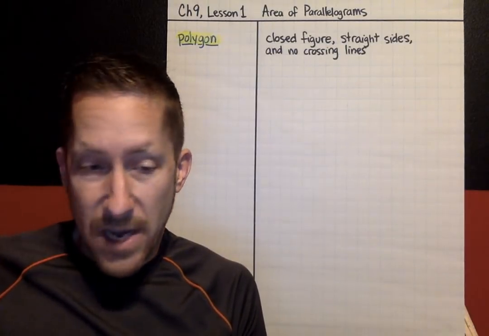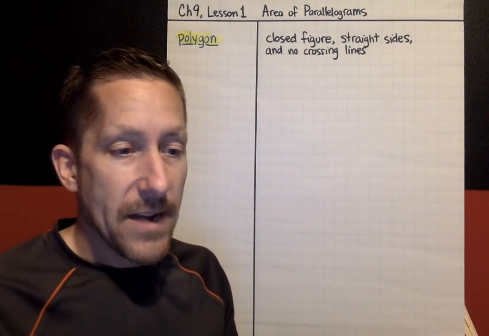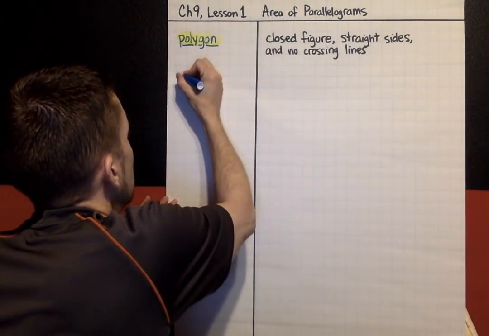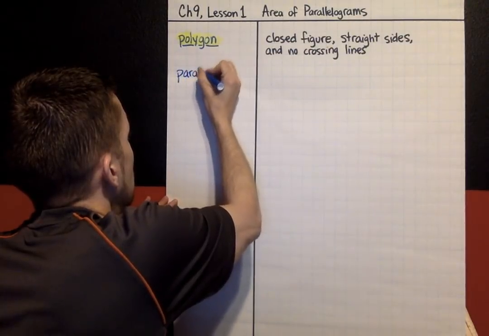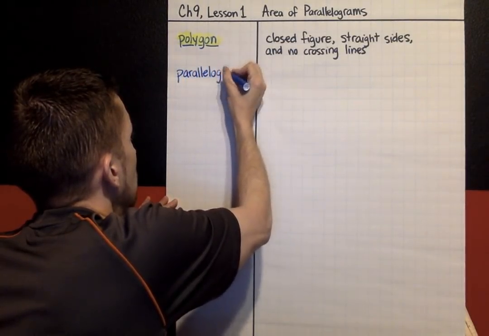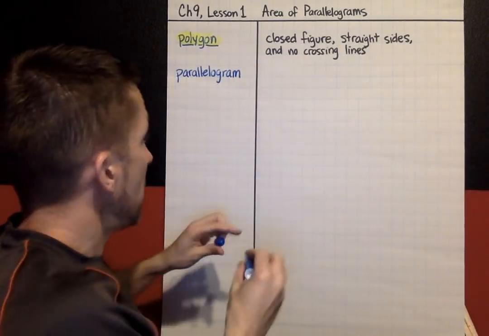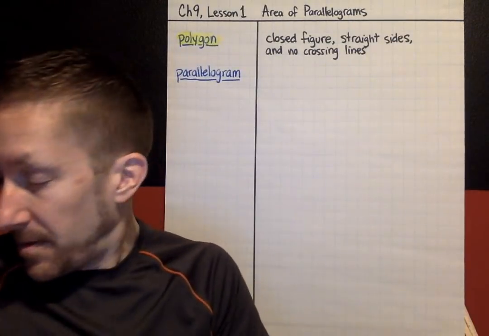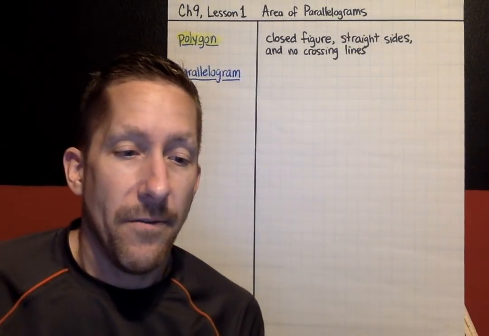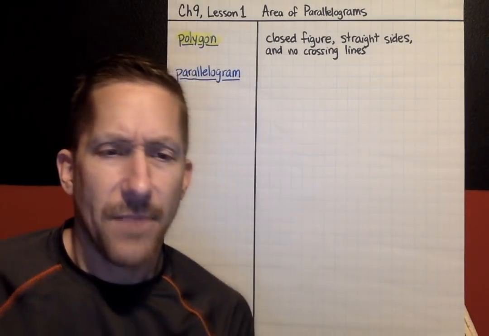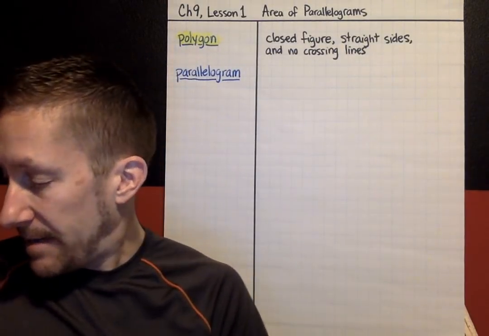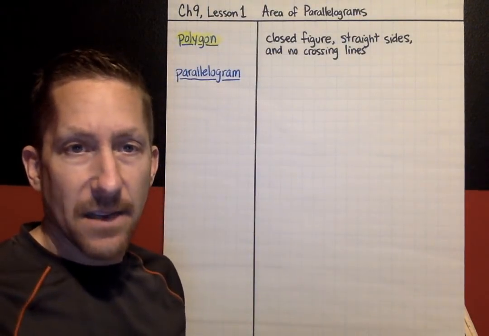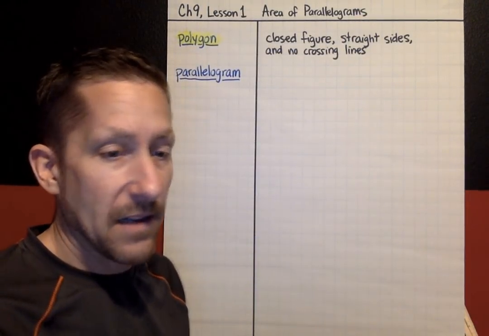Okay, next key vocabulary word that we're going to write down is a parallelogram. That is a type of polygon. A parallelogram is, actually I'm going to show you a parallelogram by drawing it. And we're going to do quite a bit of drawing in this chapter. So opposite sides of a parallelogram are parallel.